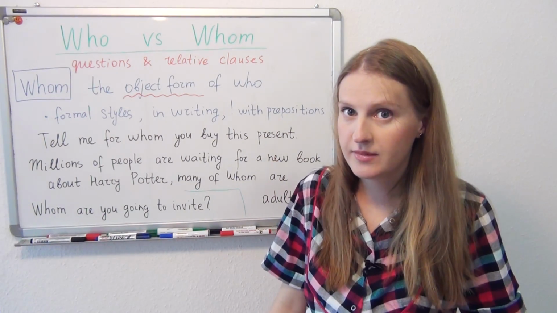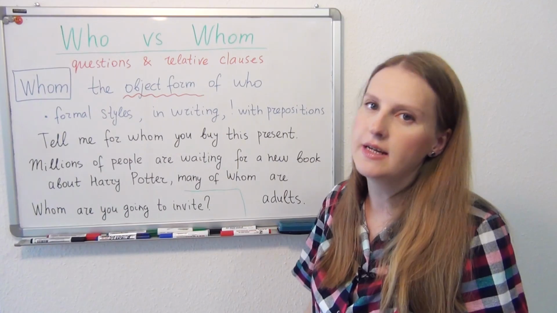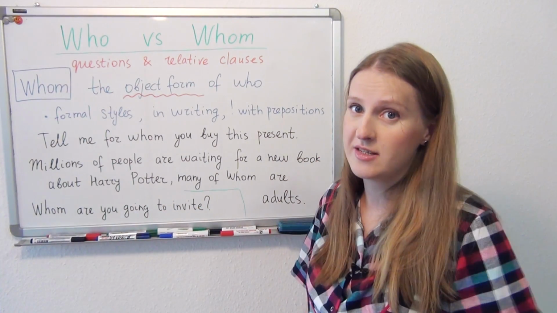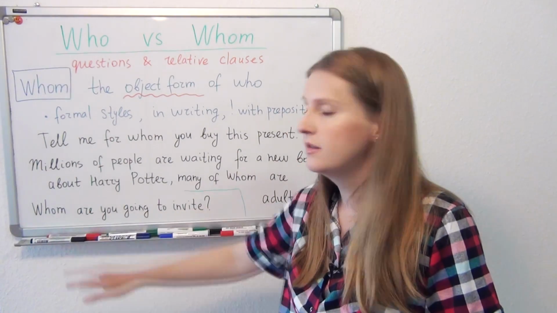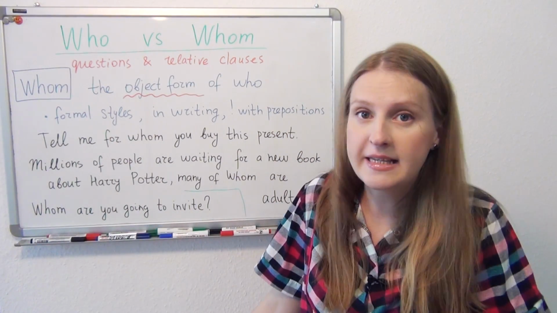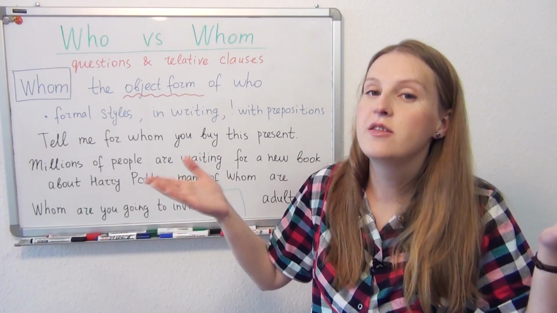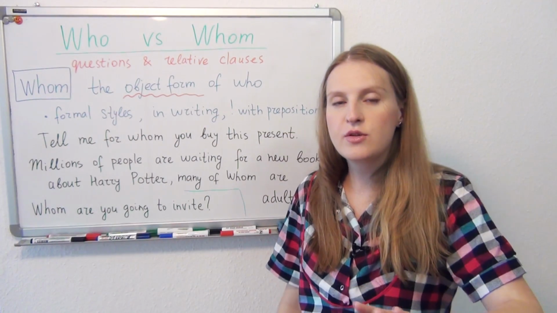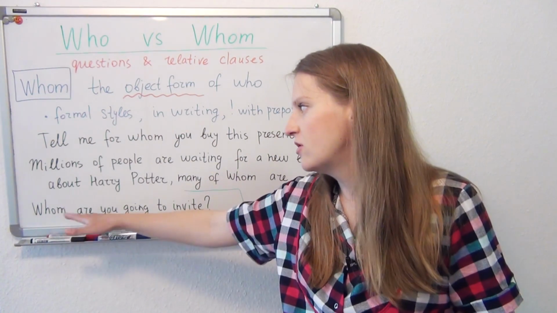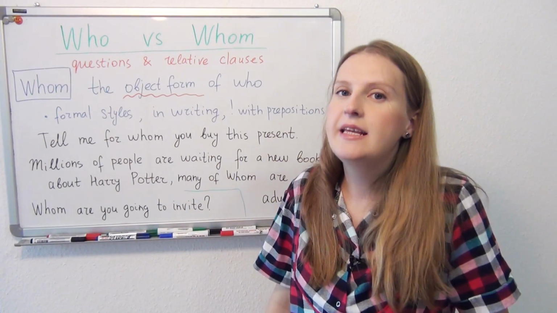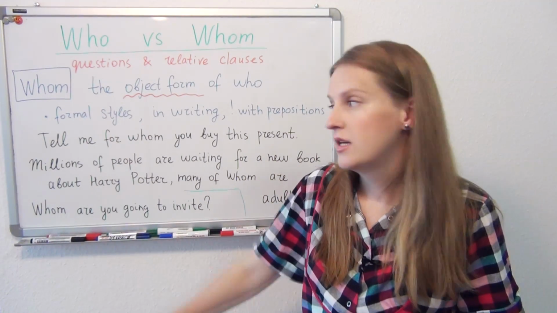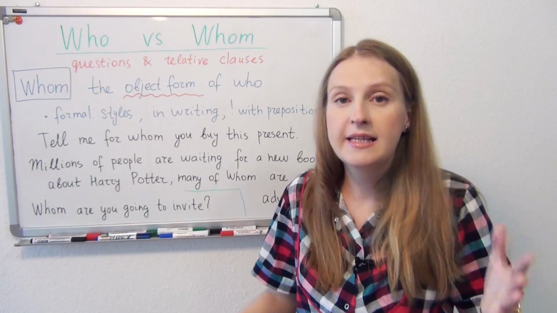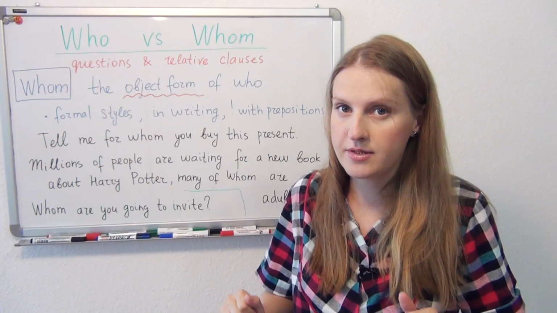It is possible. Whom are you going to invite? You are going to invite someone. You are the subject of the sentence. And whom are just people who you invite. So they are the object of the sentence. That's why whom is possible. But to tell the truth, in usual questions, whom is not that common. It is even less common. It is more common in relative clauses and indirect questions. Let's take a look at a couple more examples.